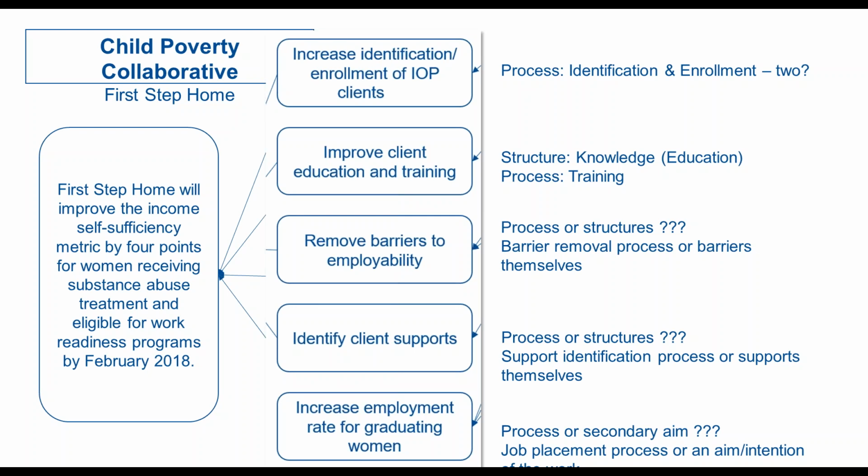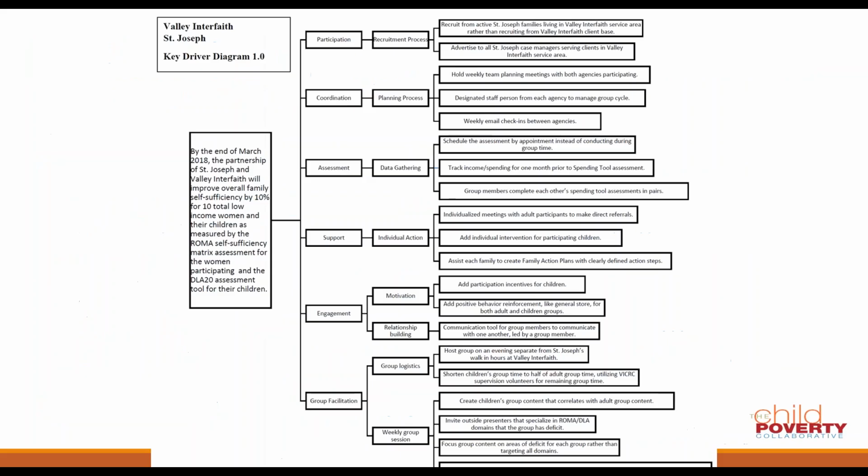But we'll keep pressing forward, and let's continue these discussions as we go and as our understanding develops. Let's continue with the driver diagrams for just a second. I want to take one more example and show it to you before we move on to a family of measures. And this comes to us from St. Joe's Valley Interfaith, St. Joseph. This is their driver diagram 1.0.